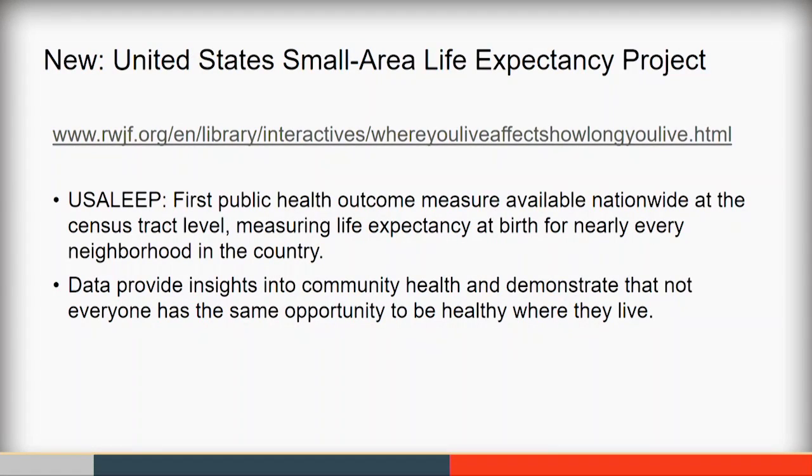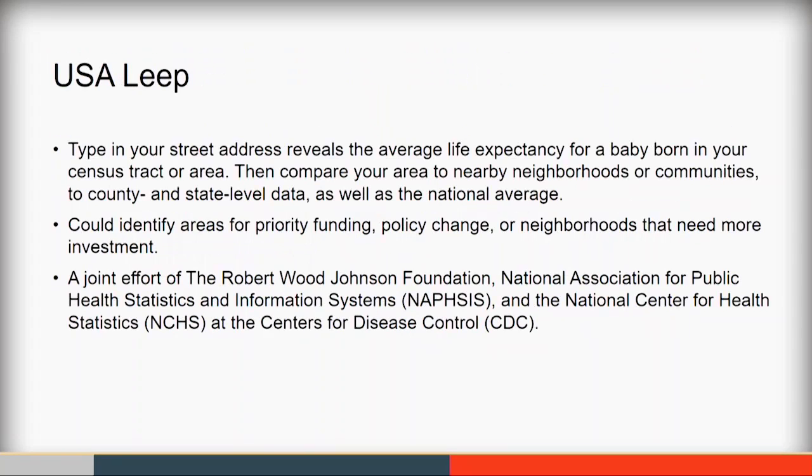So this is a brand new program. This is called the USA LEAP, and I have just heard about this. It was released in September, and this is public health outcome measures for the nation at the census tract level, and it's measuring life expectancy at the census tract or neighborhood level for almost every neighborhood in the United States. So you can get into this, and what it shows is that where you live matters, and not everybody has equal opportunity to be healthy where they live.